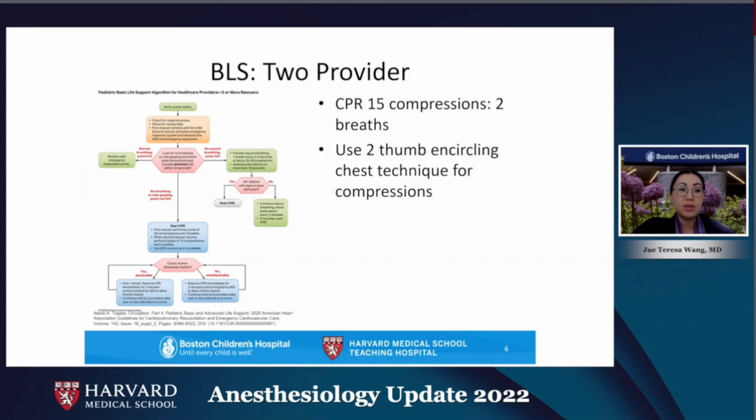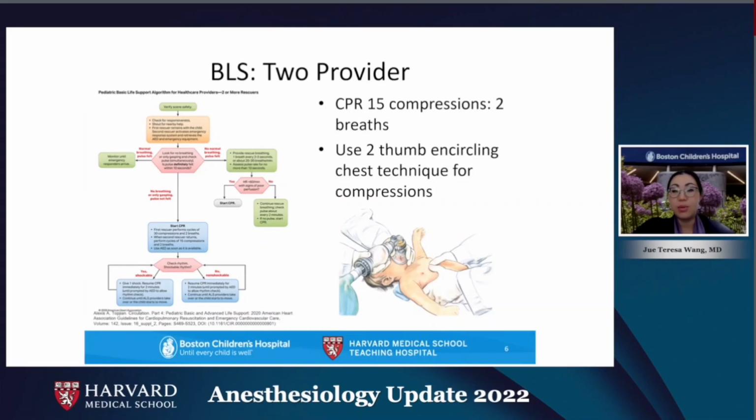At this point, proceed to the 2 rescuer BLS resuscitation guidelines, with the only change being the CPR compression to breathing rate. There should now be 15 compressions to 2 breaths, switching compressors every 2 minutes. With 2 providers, generally speaking, the 2 thumbs encircling the chest is the best and advised method for CPR on an infant, as the image shows.